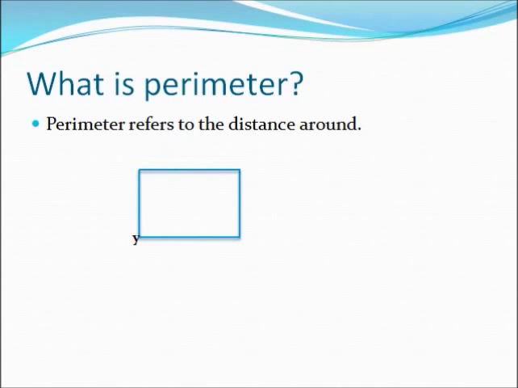Now we have a square rectangle. The perimeter, again, I will start at Y and I will walk around the outside of this rectangle. So if I start at Y and walk around the outside to each side and come back to Y, I would have walked the distance around this rectangle, or the perimeter of this rectangle.